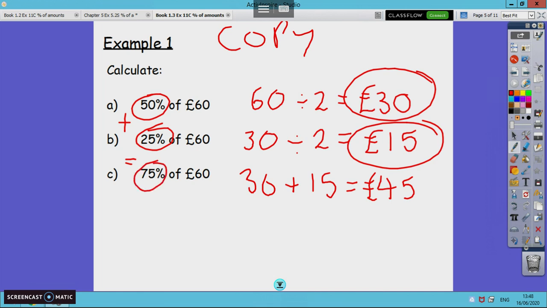So make sure you've got that copied down in your books, please. Okay, so the working and everything as well, so that you've got 50% is £30, 25% is £15, and therefore 75% of £60 is £45.